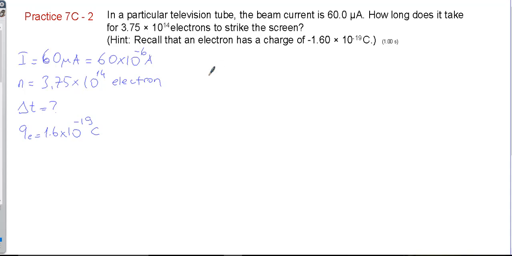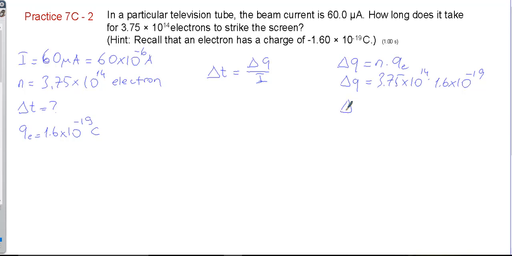Delta T is wanted. What we learned: delta T is equal to delta Q divided by I. But I don't know Q. Since the number of electrons is given, I will calculate delta Q first. Delta Q is equal to N multiplied by the charge of an electron. N is given as 3.75 times 10 to the power of 14, multiplied by the charge of an electron, 1.6 times 10 to the minus 19. When we multiply them, we get Q equal to 6 times 10 to the minus 5 coulomb.